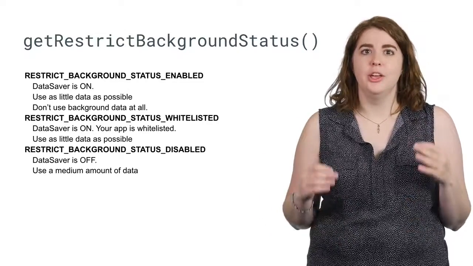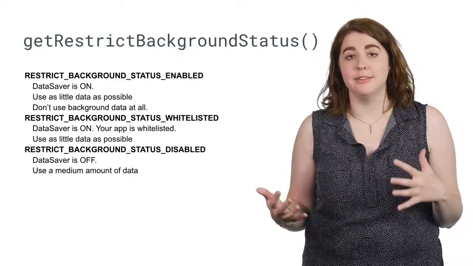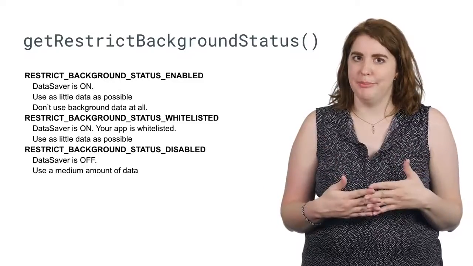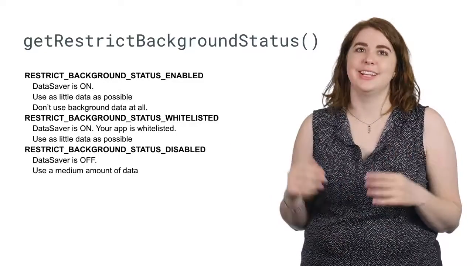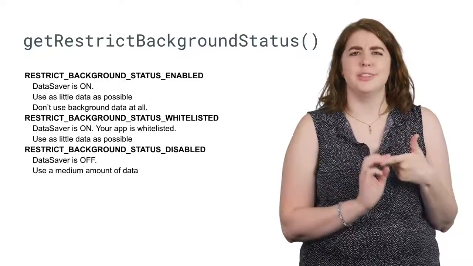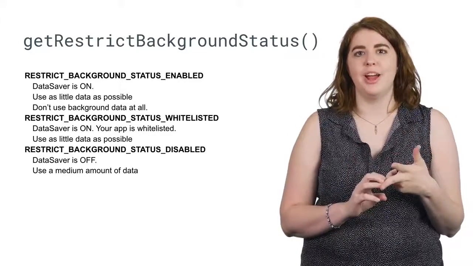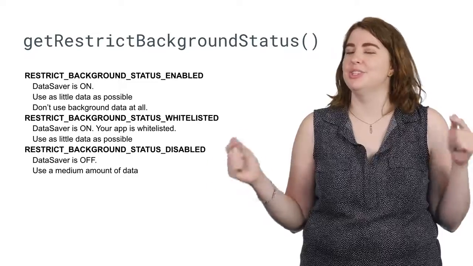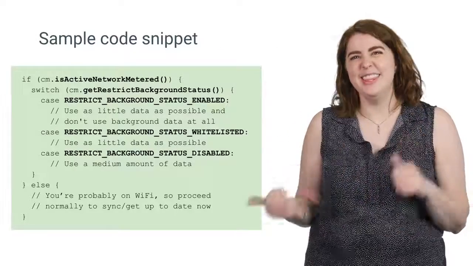Now, if your use case is time sensitive or has some other need to do work on a metered connection, you'll want to check if data saver is active for your app. It's a pretty simple method: getRestrictBackgroundStatus, and the result will let you know whether data saver is currently on, whether it is on and you've been whitelisted, or whether apps have free reign over network connections right now. Checking that status might look a little something like this in your app.